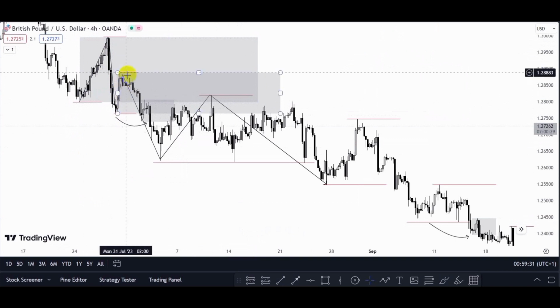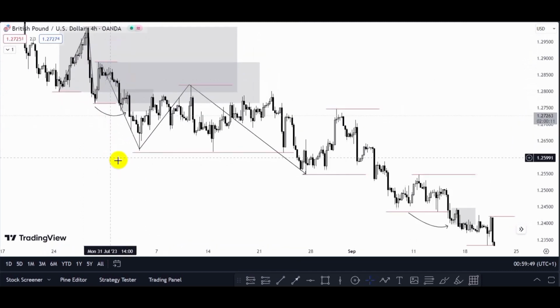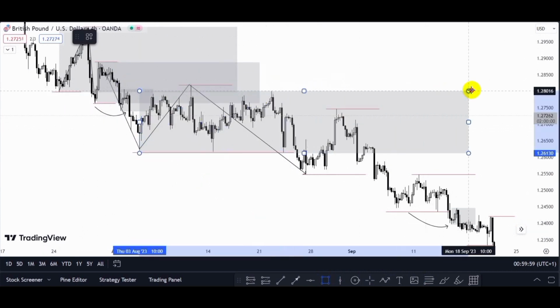We have the pullback, and then further push to the downside that took out the sell side liquidity. We marked out the buying move before the selling move that took out the sell side liquidity and broke structure. So you can see now we have our next institutional order flow is actually this move here, from this swing low here to the swing high here.